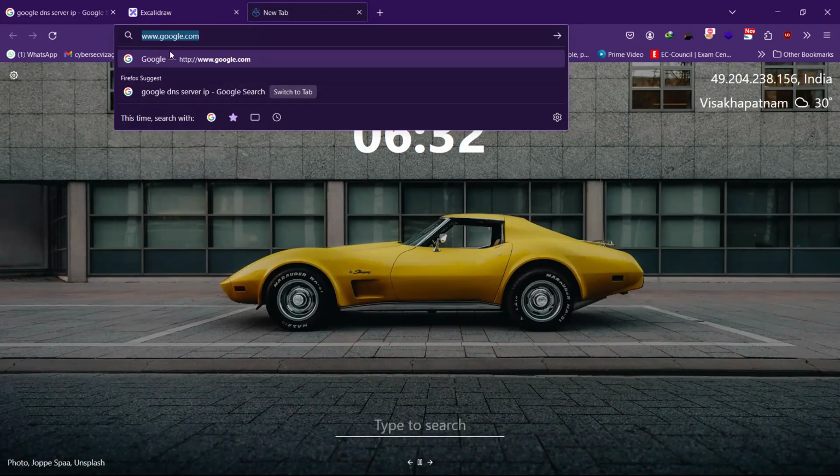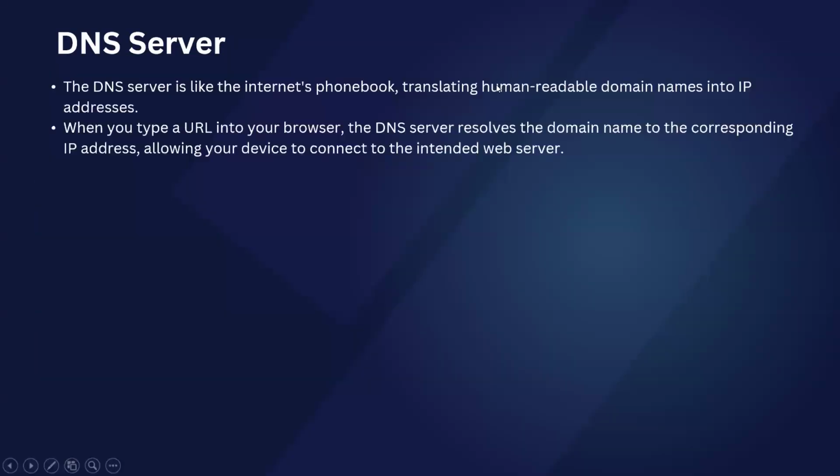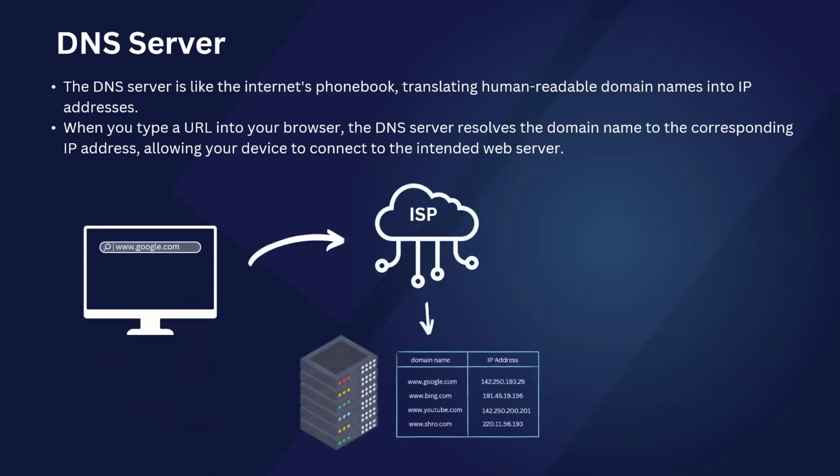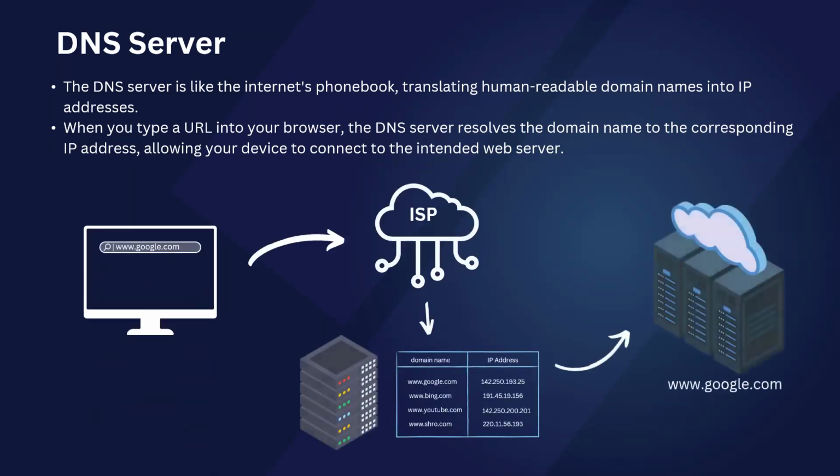But since it doesn't know that information, it contacts something called a DNS server. A DNS server is basically a server containing the linking between every domain name and every IP address on the internet. So when you search for google.com, that request first goes to your ISP. They might have a DNS server here, and in that DNS server, they have linking.